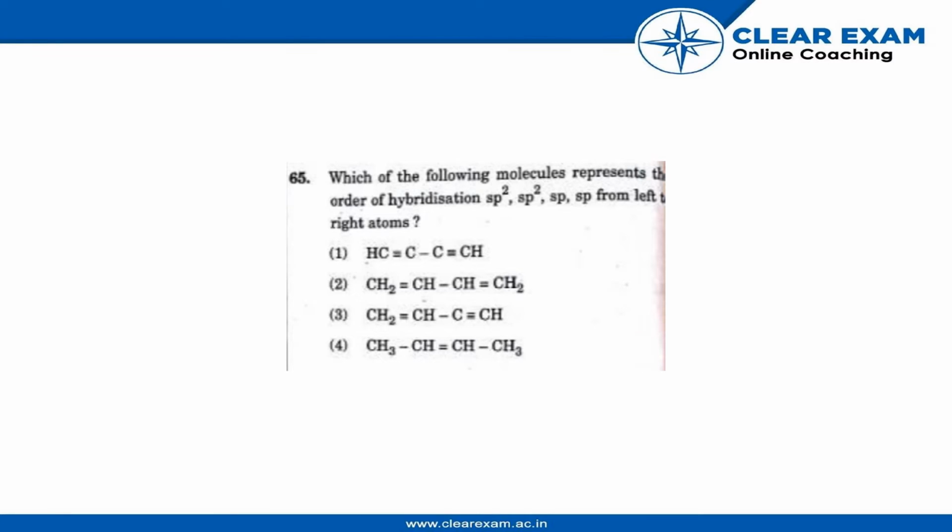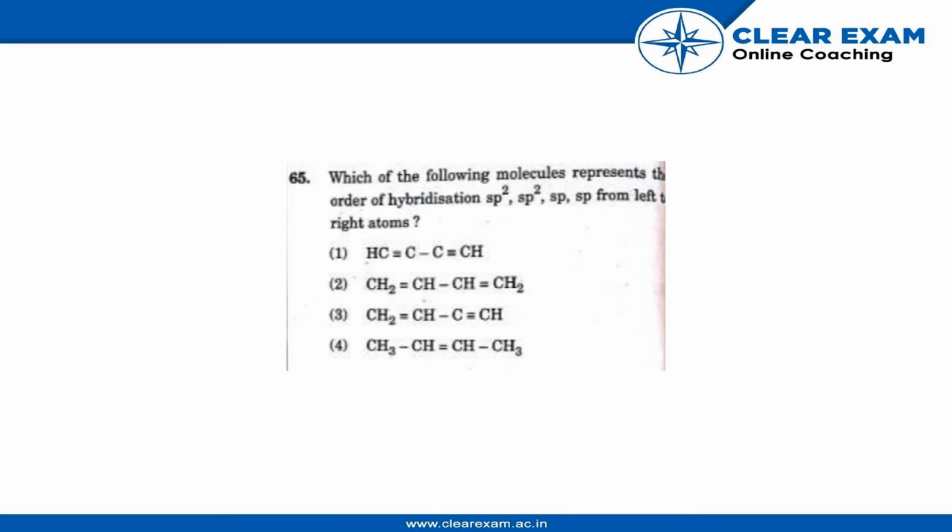Hello everyone, now we are going to do this question, which is: which of the following molecules represent the order of hybridization, which is sp2, sp2, sp, sp from left to right atoms. So the first option is CH double bond C single bond C and double bond CH, and CH2 double bond CH single bond CH double bond CH2, and CH2 double bond CH single bond C double bond CH2, and the fourth option is CH3 CH double bond CH and C single bond CH3.